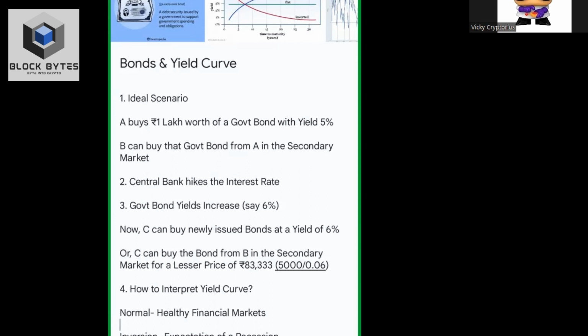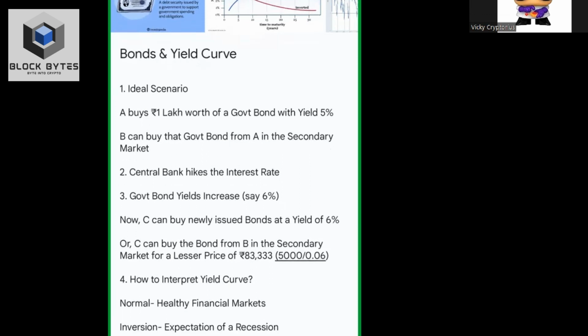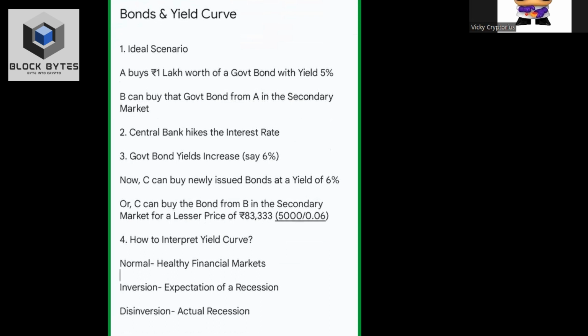Now comes C. Like we discussed, C can buy a freshly issued bond, or C can buy the bond from B in the secondary market for a lesser price of 83,333. Got it. Now, why is he buying it for a lower price? Because C needs 6% interest rate.